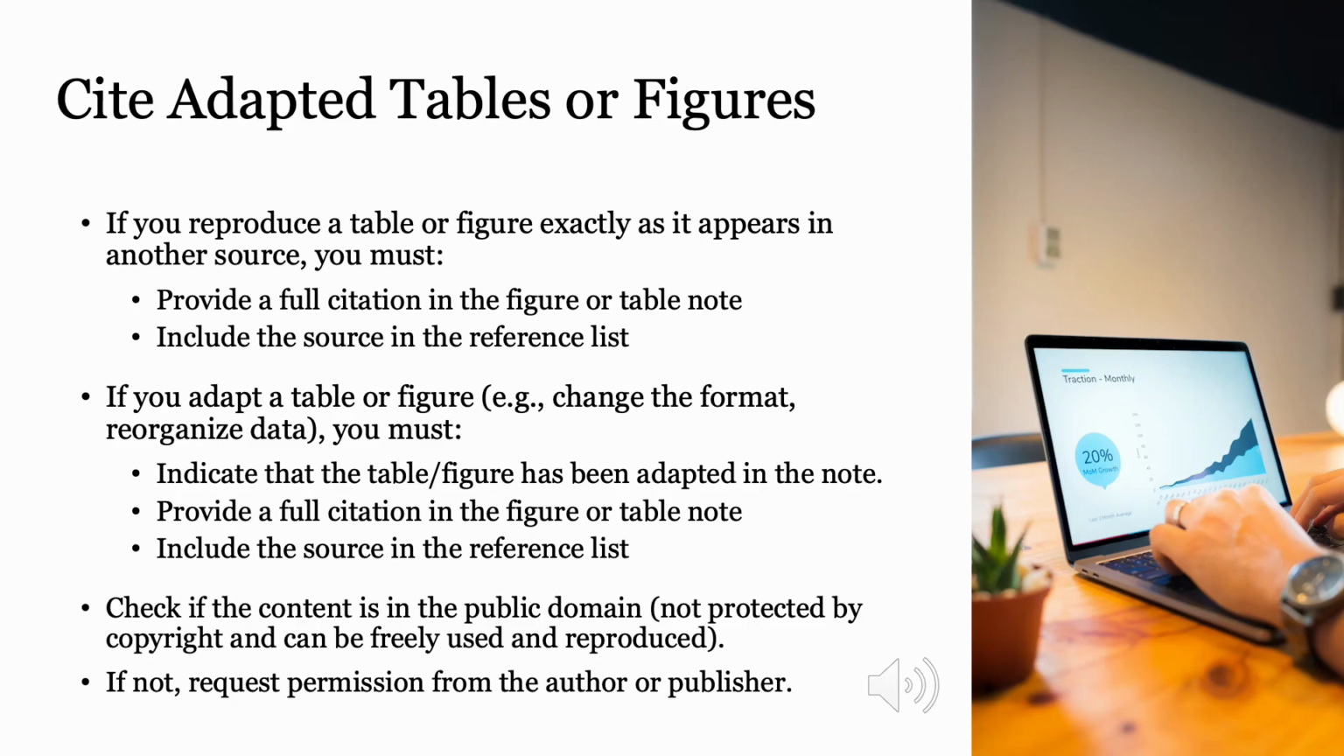If you adapt a table or figure, meaning you change the format, reorganize the data, or modify the content, you also need to include in the note that the table or figure has been adapted. In doing so, provide a full citation in the figure or table note and include the source in your reference list. Additionally, it is important to check whether the content is in the public domain. Public domain content is not protected by copyright and can be freely used without permission. However, if the content is not in the public domain, you will need to request permission from the author or publisher before using it.